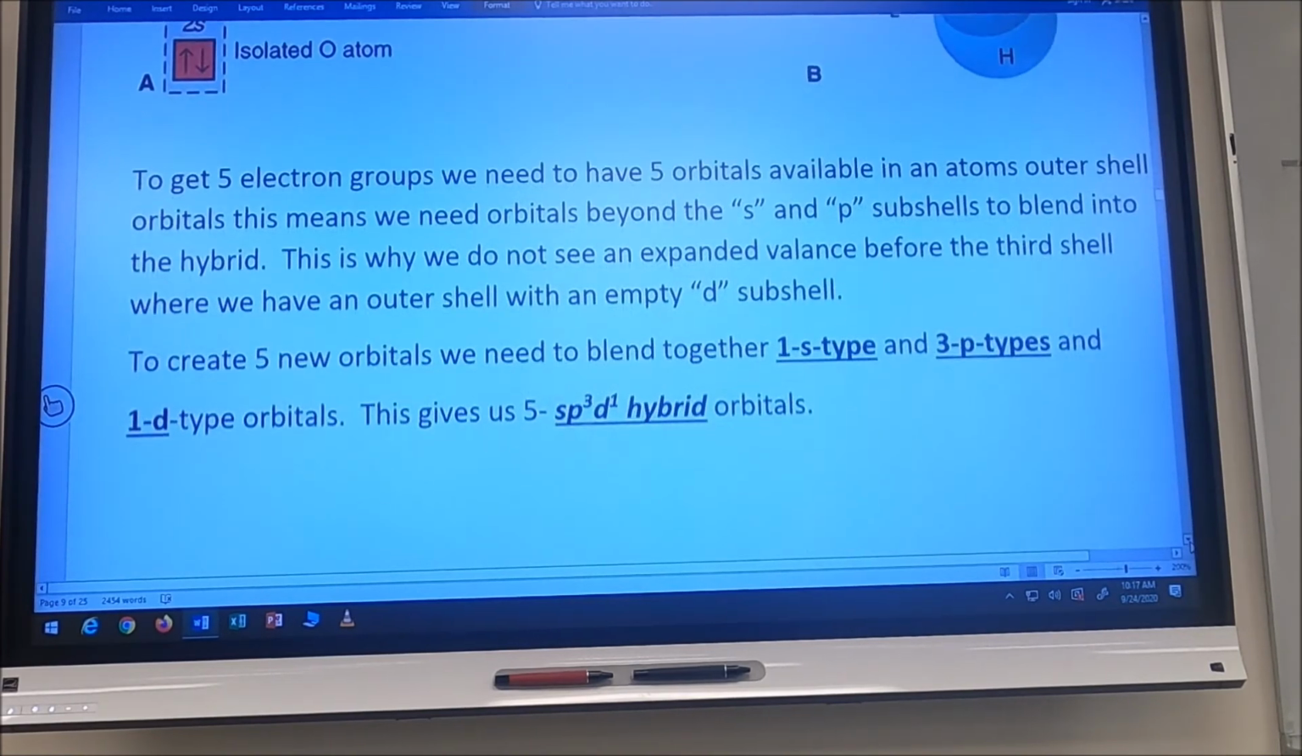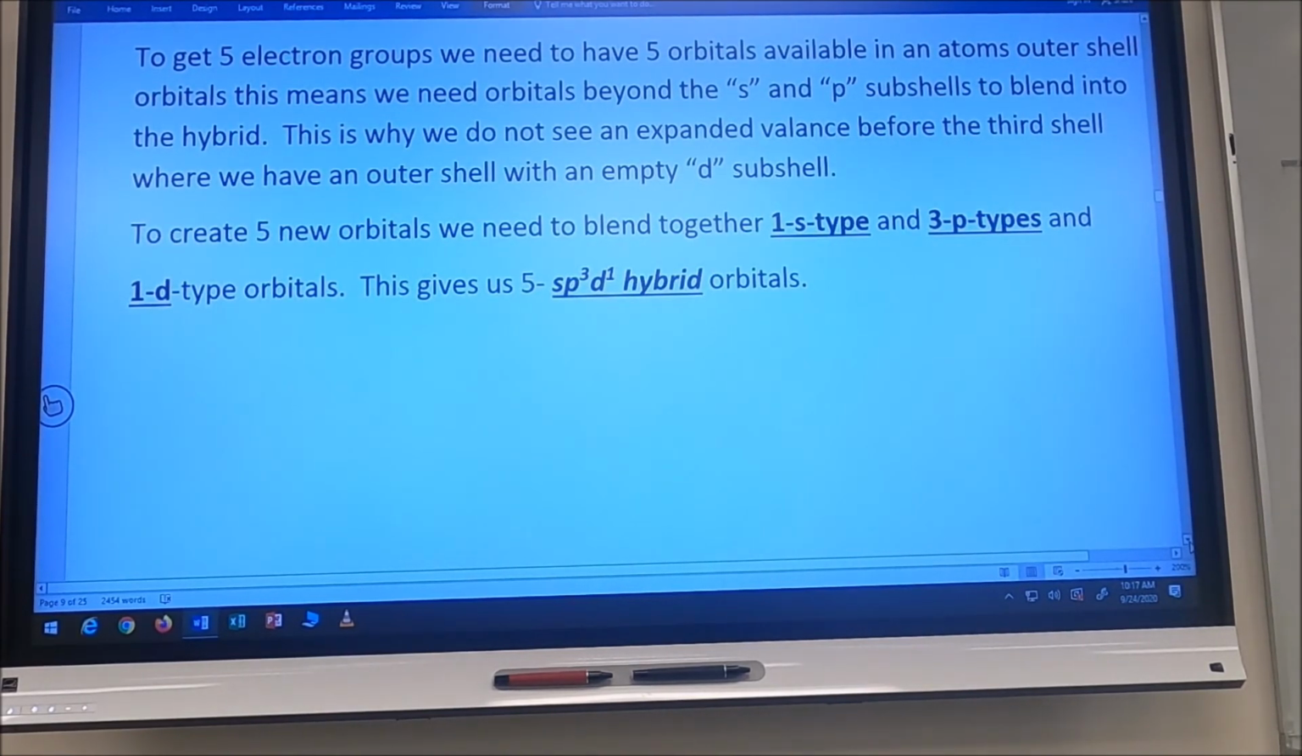So when we get to 5 electron groups, we need 5 orbitals. Okay? That means you're going to need to go beyond the s and the p subshells. You're going to need an outer shell that has the d subshell. That doesn't occur until shell number 3. In shell number 3, you now have a d subshell. And if you're looking at the nonmetals, on the 3rd row, the 4th row, the 5th row, the 6th row, the 7th row, their d subshell in their outermost shell is sitting there, but it's empty. Okay? So you can expand out into there without any problems.